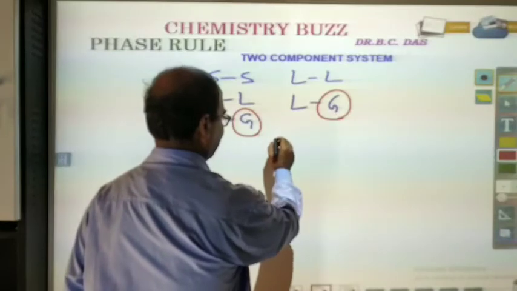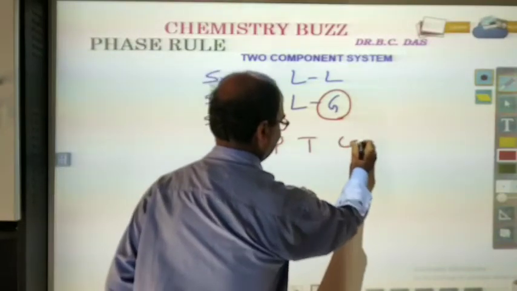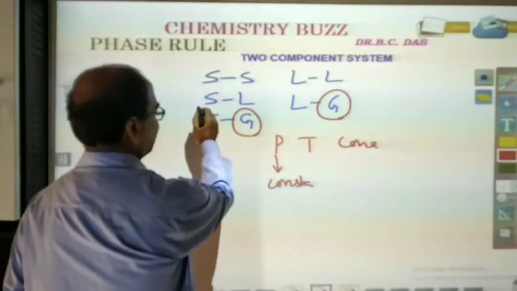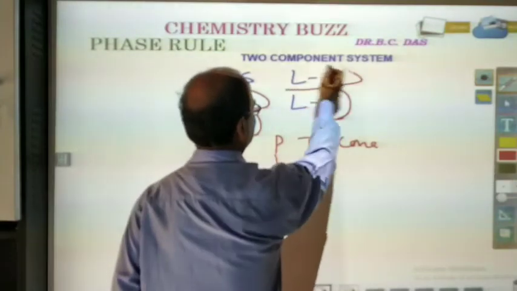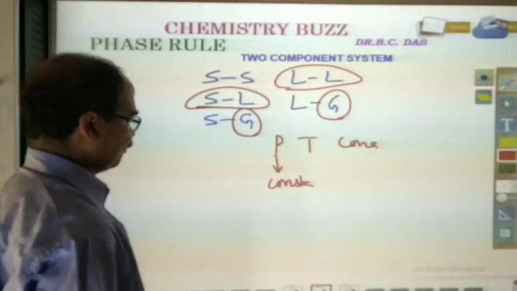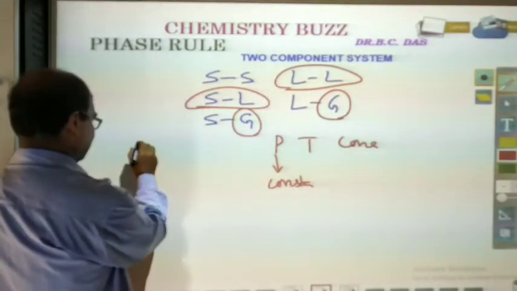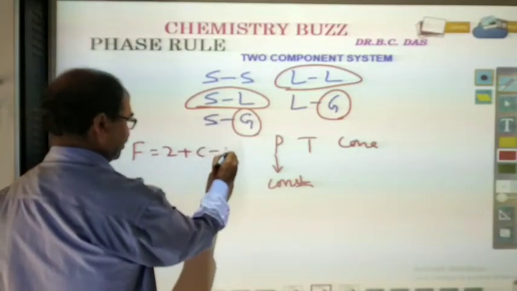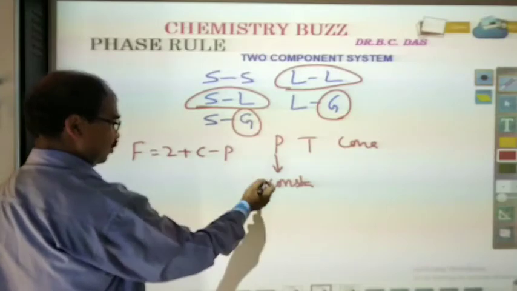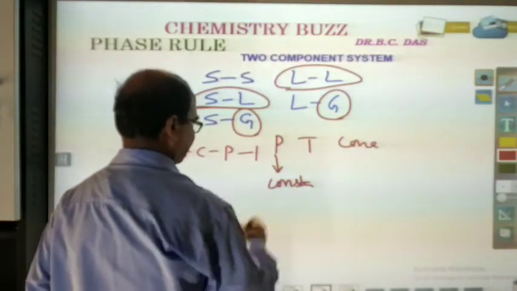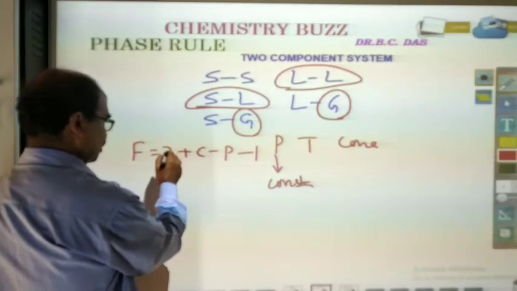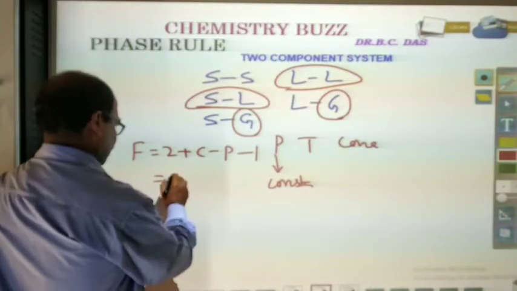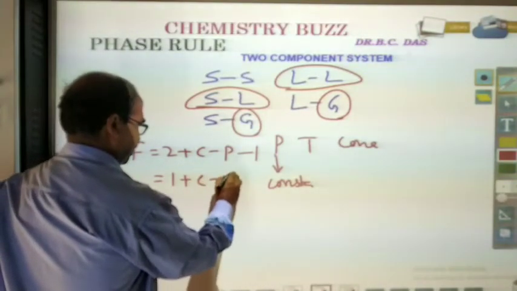So we have the 3 variables, P, T and concentration. The P becomes constant. So P will be constant for this solid liquid equilibrium. When P is constant, in the Gibbs phase rule, F is equal to 2 plus C minus P, this will be minus 1. The pressure remains constant, so it is subtracted as a condition imposed. So it will be 1 plus C minus P.